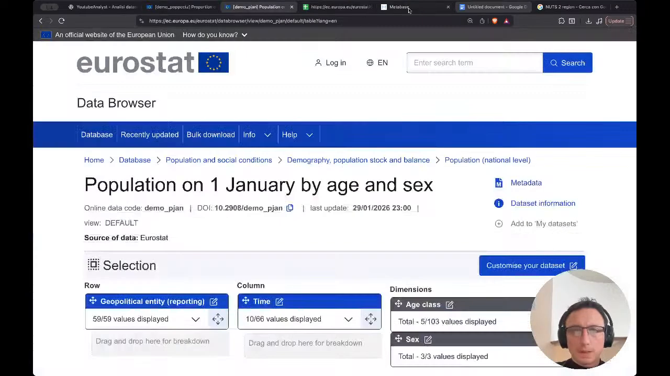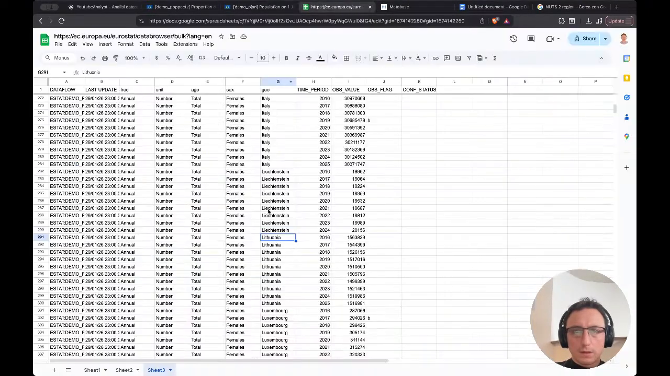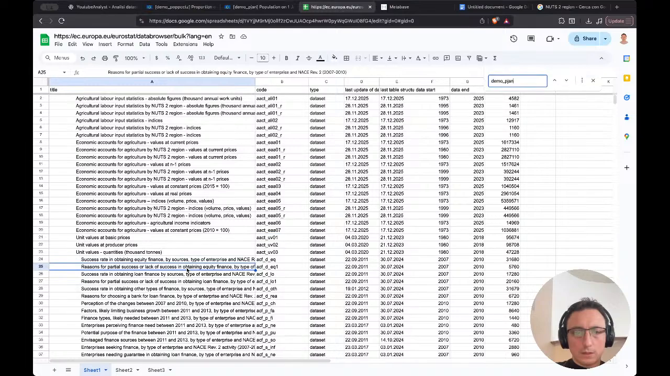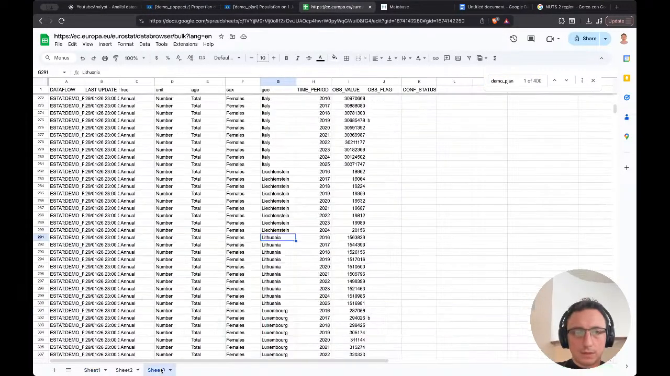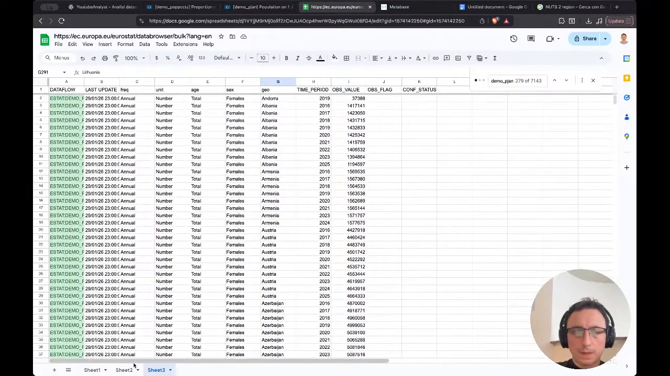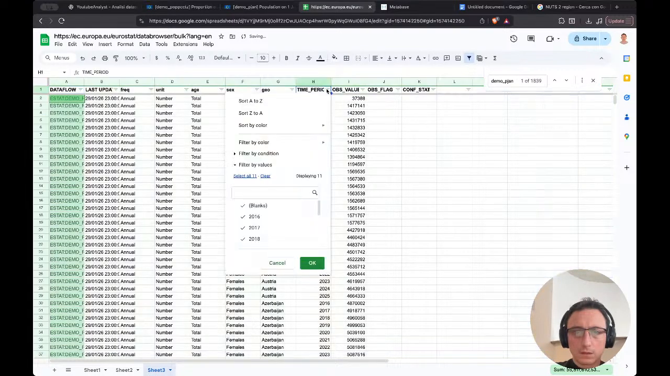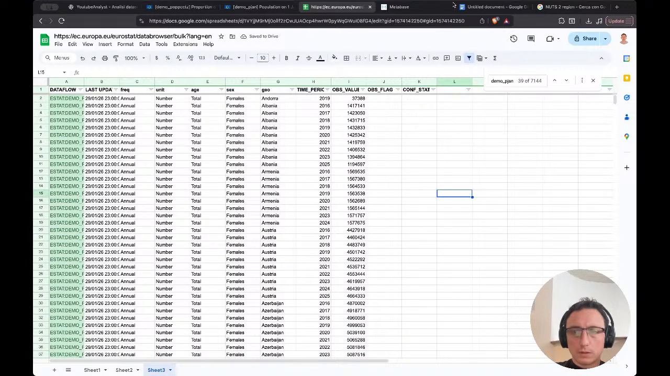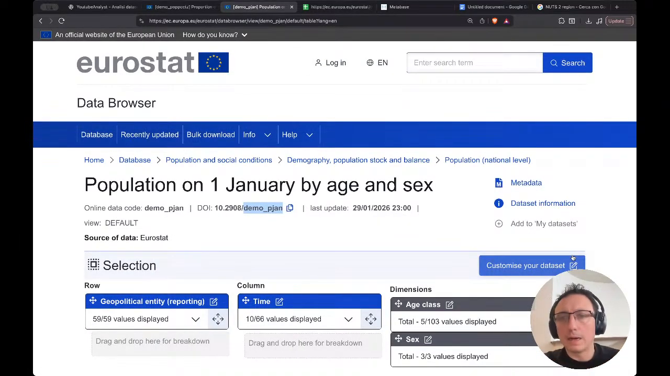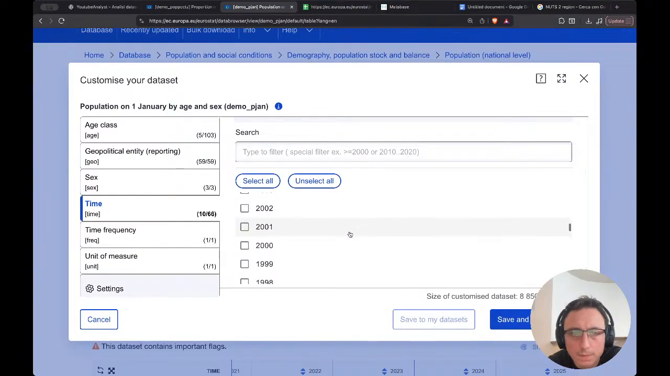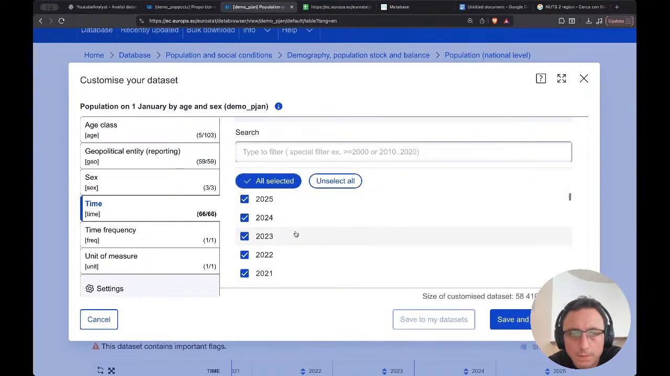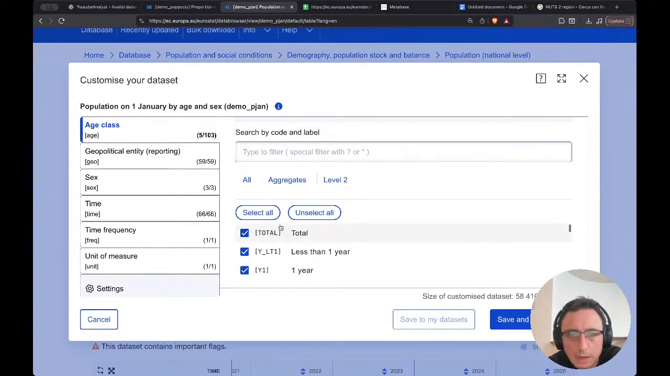Data start, data end. So first of all, it's not true that this report starts in 1960 because when I download it, it has values just from 2016. Am I downloading? Hmm. Aha.